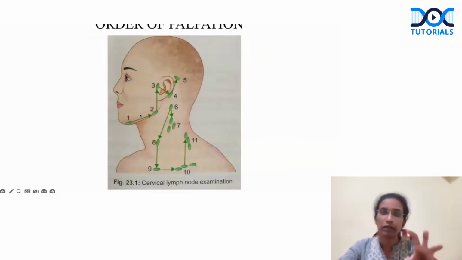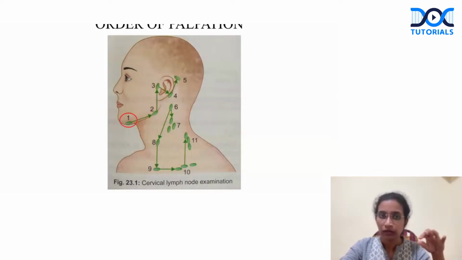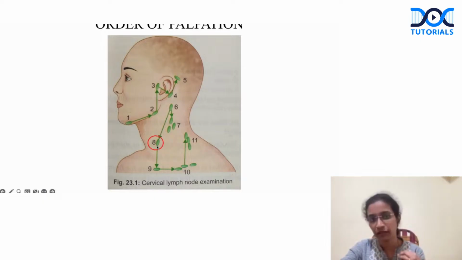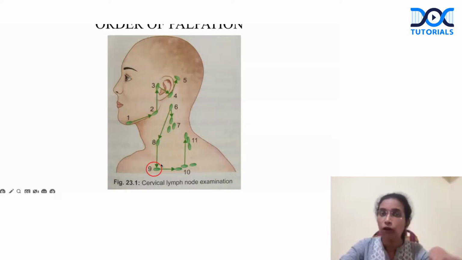Now, what will be the order of palpation? You always start the palpation from the submental region, proceeding to the submandibular, followed by the pre-auricular, that is in front of the ears, and the post-auricular, behind the ears, and next the occiput, the scalp region, followed by the anterior triangle and the posterior triangle lymph nodes, and then coming down to the supraclavicular region, and then the superior mediastinal lymph nodes. So this is the order of palpation you'll follow in patients.